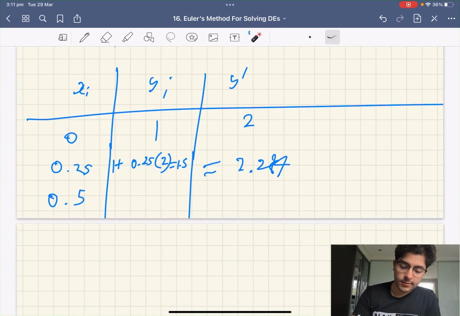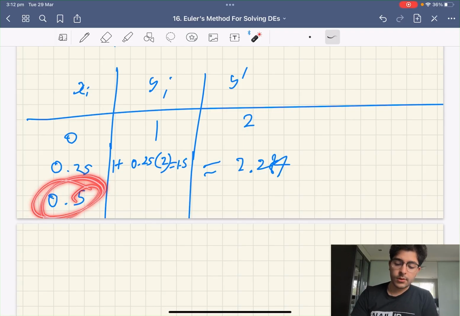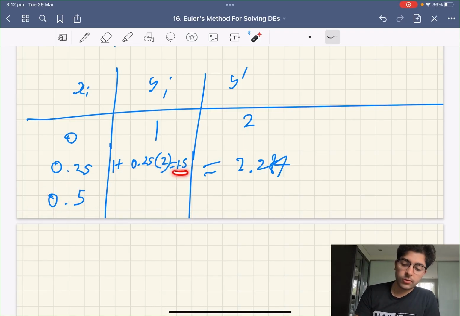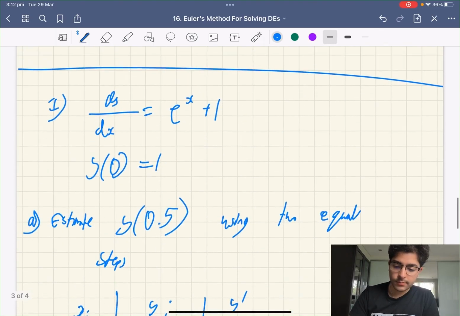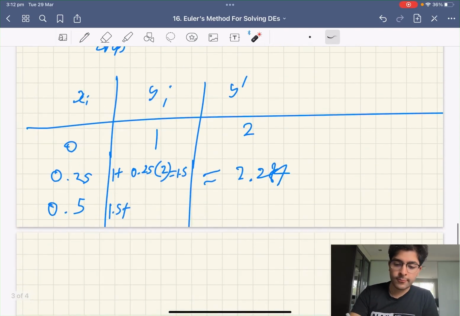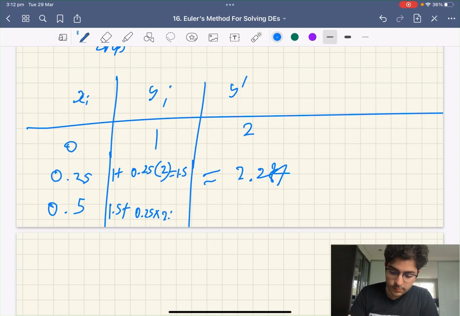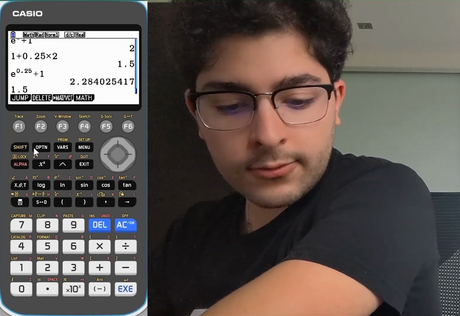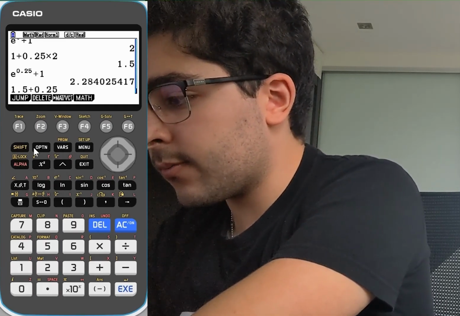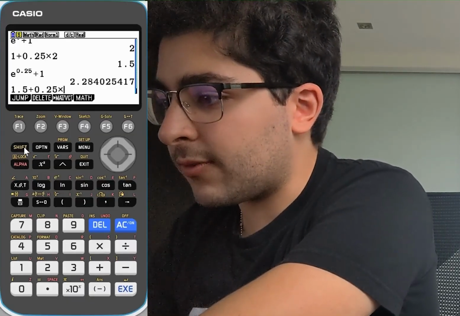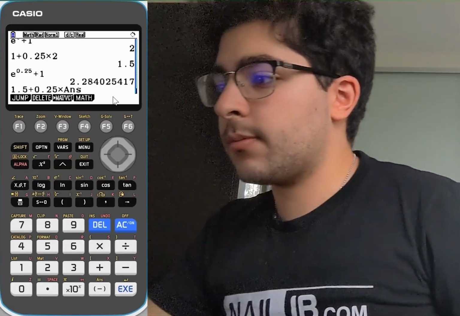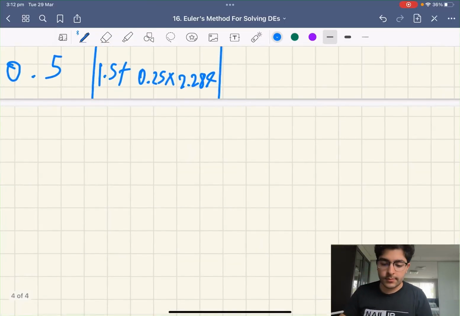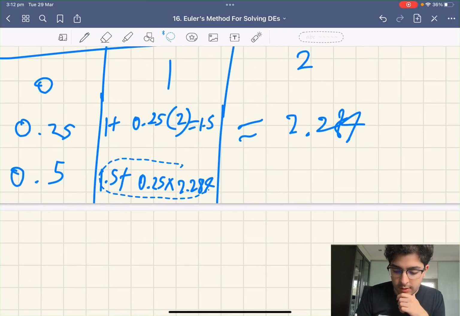Now, the next coordinate is when x equals 0.5, and we need to find the new y-coordinate. So we take the previous y, 1.5, plus the step size, 0.25, times the differential equation of the previous one, which is 2.284. Let's put that in the calculator: 1.5 plus 0.25 times, and I can just use shift answer, because that is the previous part. And we get roughly 2.071. So I'm going to bump this up just so I can fit it all in here.